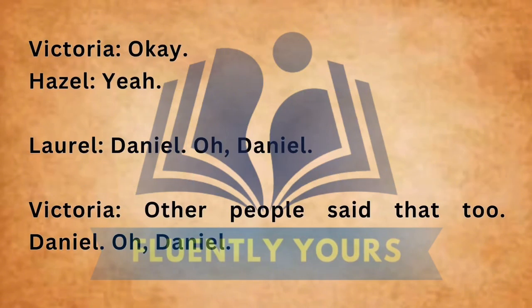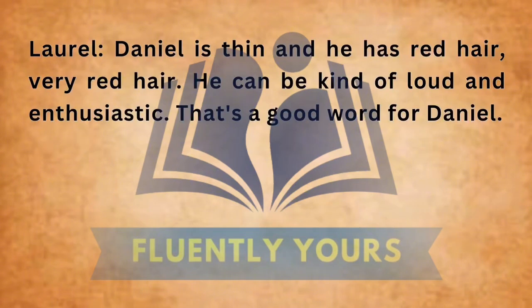Victoria. Okay. Hazel. Yeah. Laurel. Daniel. Oh, Daniel. Victoria. Other people said that too. Daniel. Oh, Daniel. Laurel. Daniel is thin, and he has red hair, very red hair. He can be kind of loud and enthusiastic. That's a good word for Daniel.